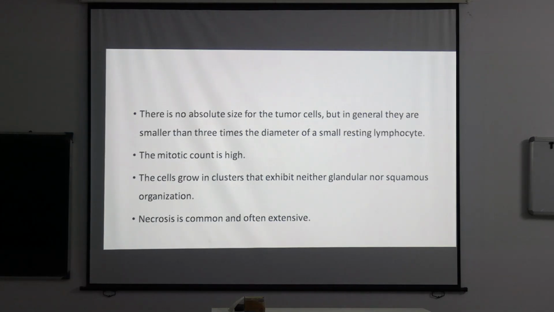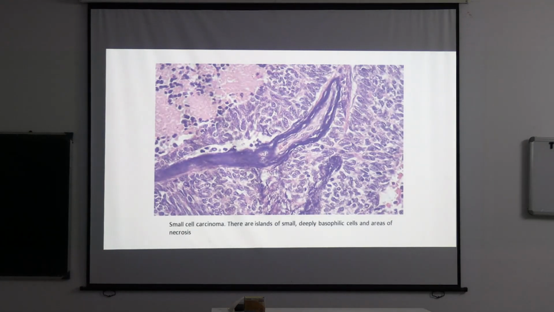There is no absolute size for the tumor cell, but in general they are smaller than 3 times the diameter of a small resting lymphocyte. The mitotic count is high. The cells grow in clusters that exhibit neither glandular nor squamous organization. Necrosis is common. This is small cell carcinoma: areas of necrosis and islands of small, deeply basophilic cells.